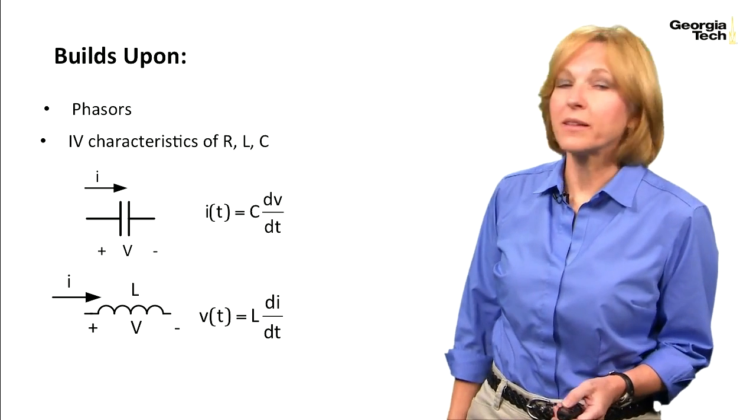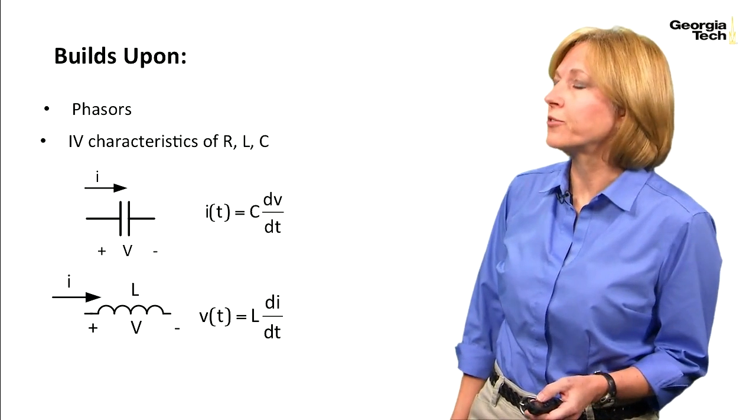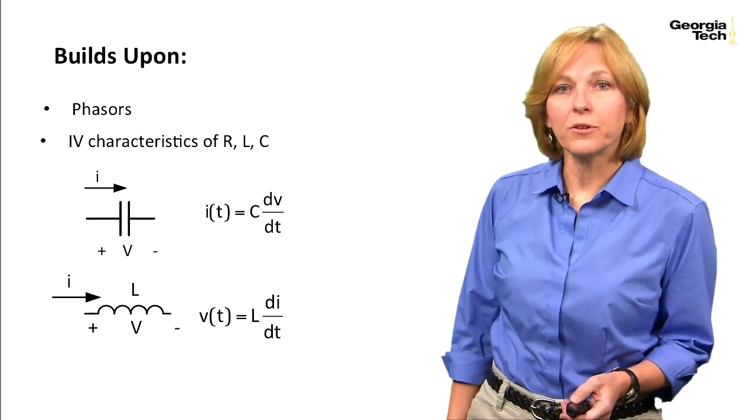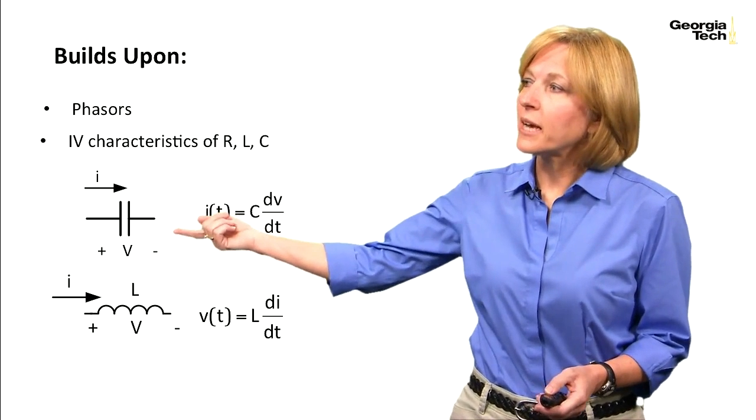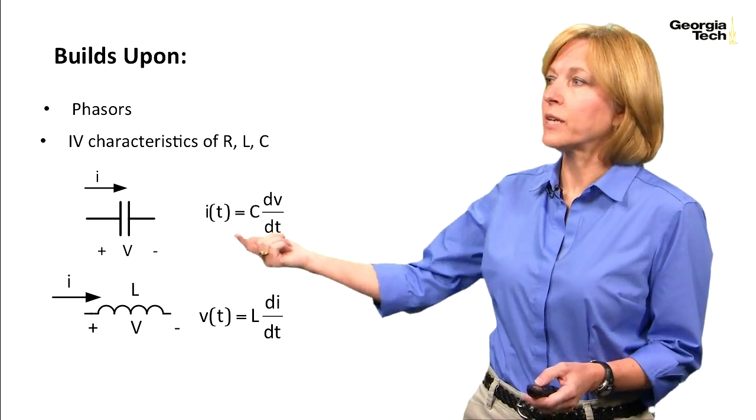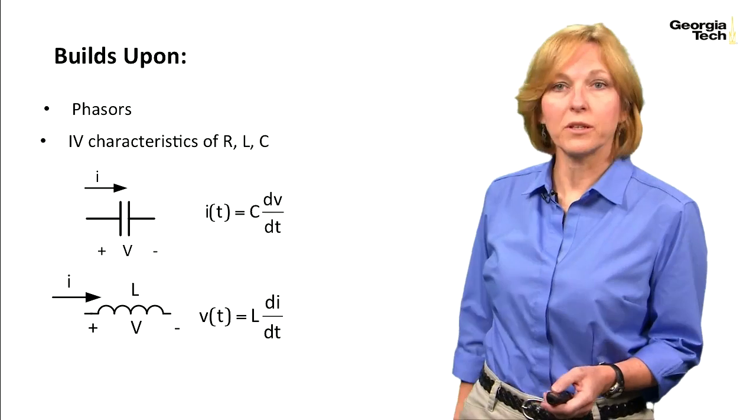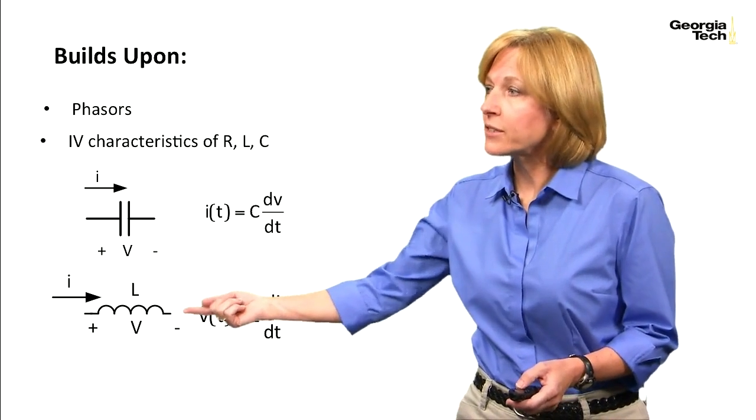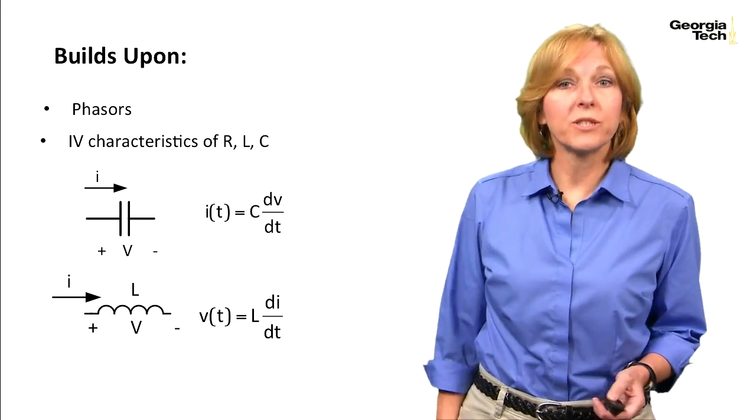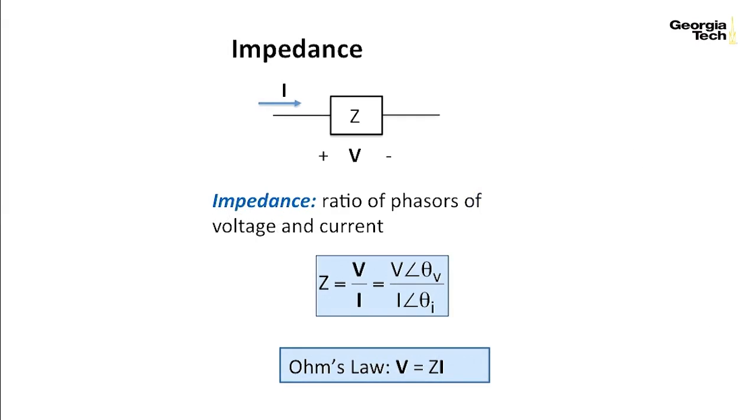This lesson builds upon phasors, which we've already mentioned, as well as the IV characteristics of R, L, and C components. Remember that a capacitor has this relationship between the voltage and the current: I is equal to C dV/dt. Now, an inductor has this relationship, which is V is equal to L di/dt. So we want to introduce impedance as a way of substituting for a circuit element. So we want to be able to look at it in terms of the IV characteristics of it.